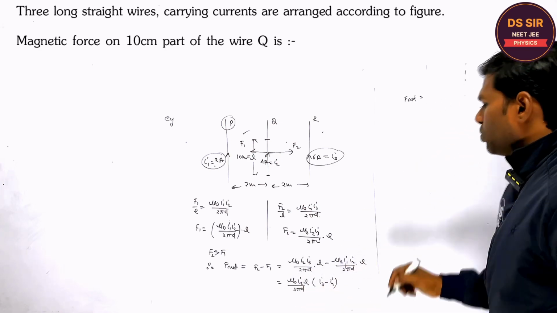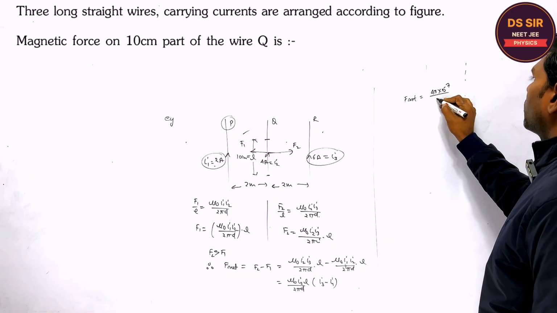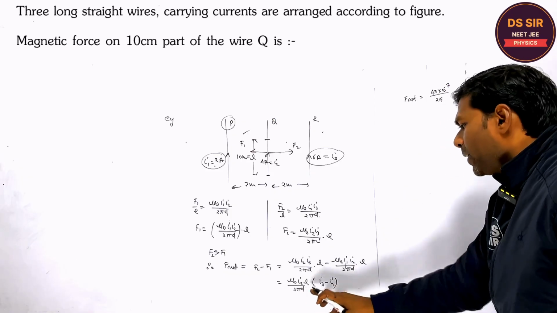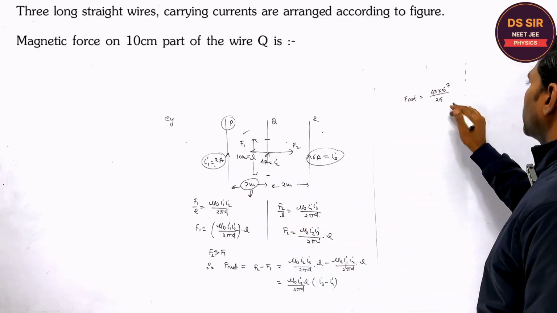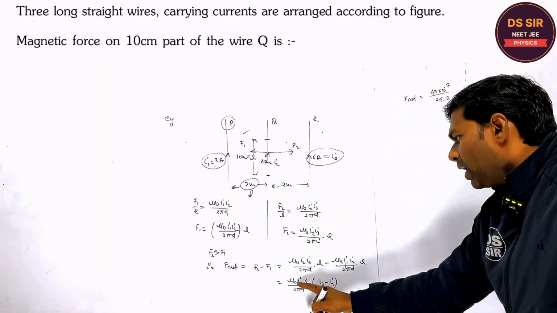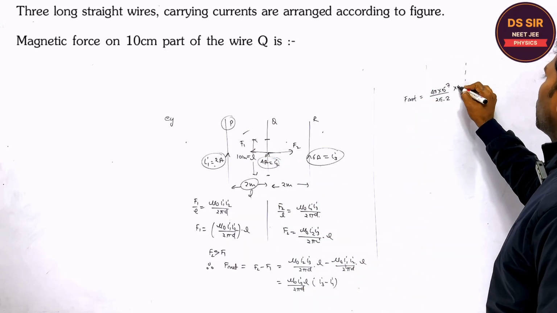What is the value of mu naught? 4 pi into 10 to the power minus 7. It is 2 pi into d. D is what? Tell me. 2 meter. I2 into, what is the value of I2? 4.